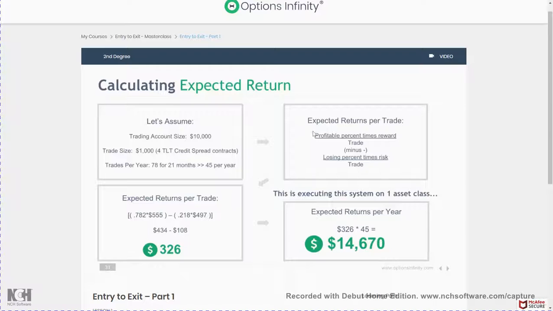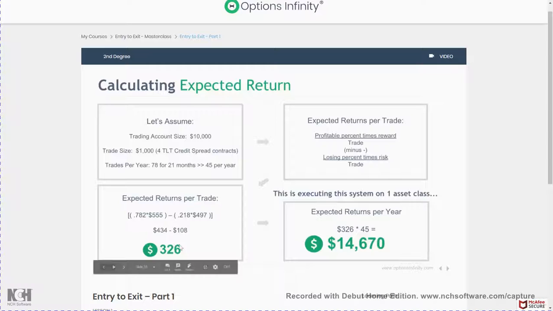Now, I use the expected return per trade equation, and that is the profitable percent times reward per trade minus the losing percent times risk, divided by the trades. So in the above example, of this number of trades, 78.2% were winners and 21.8% were losers. When I had a winner, I made $555. When I had a loser, I lost $497.